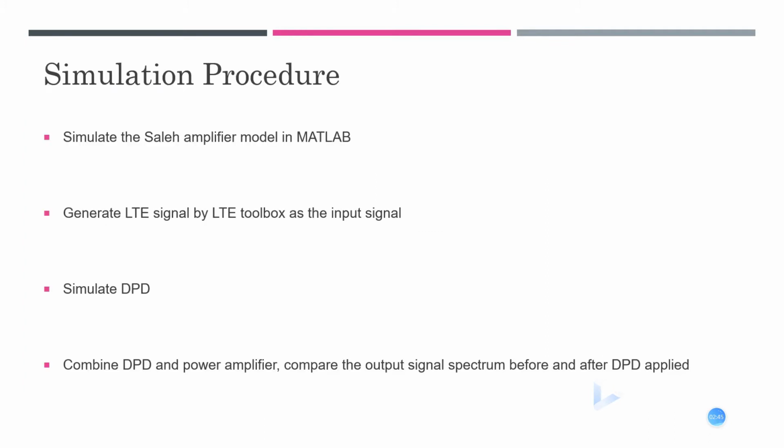The simulation procedure. First, we are going to simulate the Saleh power amplifier model in MATLAB. Then generate an LTE signal by the LTE toolbox as the input signal of the simulation. Then simulate DPD. Finally, combine DPD and the power amplifier together. Compare the output signal spectrum before and after DPD is applied.